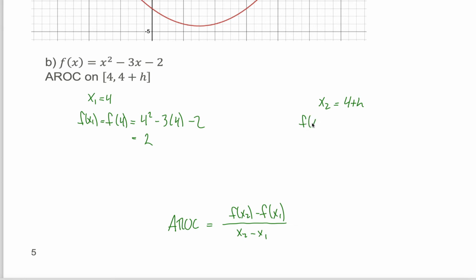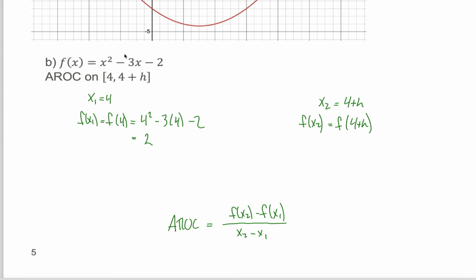I still need to know what f of x2 is equal to, because that's part of my formula down here. To figure out f of x2, what I want to do is take this thing, x2, which is 4 plus h, and put that into my machine. So I have to evaluate f of 4 plus h. That might seem more complicated than evaluating f of 4, but it's really not. You do the same thing.